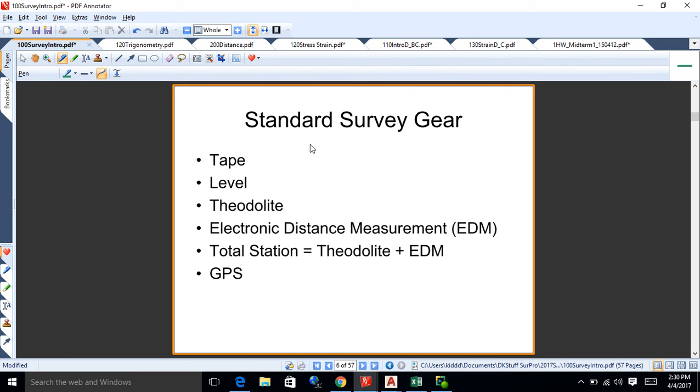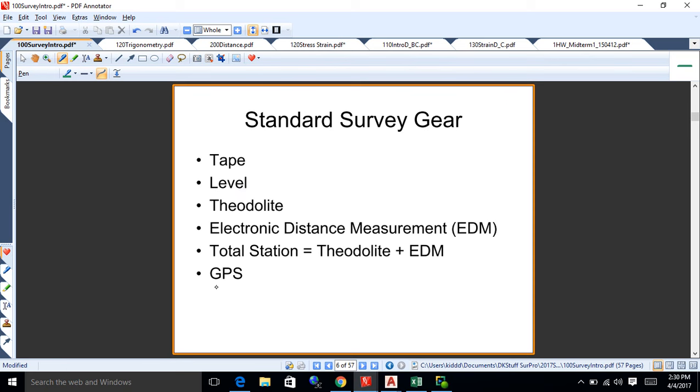I think standard surveying gear would be a tape and a level. A tape is used to measure distances, and a level to shoot a flat line and to determine elevations. A theodolite measures angles. An electronic distance measuring device, or EDM, uses a laser that bounces off of a prism to measure distance. A total station combines a theodolite and an EDM. We'll use total stations. GPS uses signals from satellites to determine position.